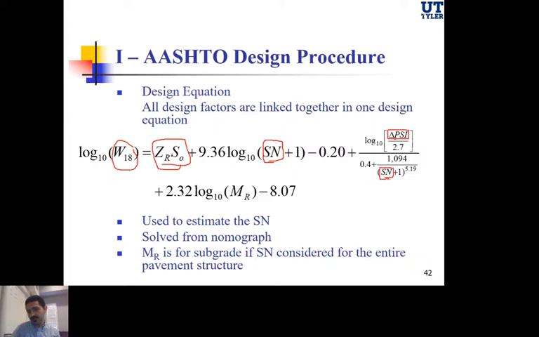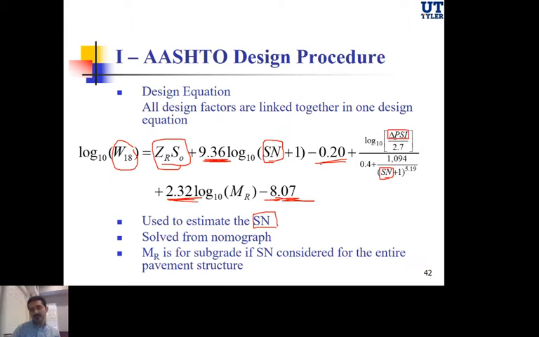And again, this is the unknown that we need to obtain, plus 2.32 log of the resilient modulus minus 8.07. As you could tell, this equation has weird factors, and there's no reason why they are exactly this way. That's why this equation is very empirical, and it will be provided to you in an exam in case you need it. So this equation, again, we use it to estimate the structural number.